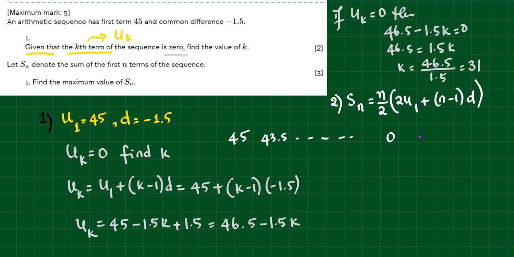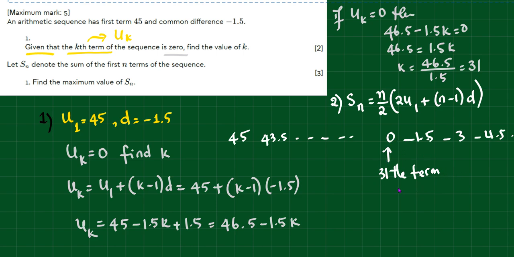You understand? After 0, the terms are something else, right? Negative 1.5, then negative 3, then negative 4.5, something like that. So the term that equals 0 is the 31st term, which we already found. That means the 31st term is 0.